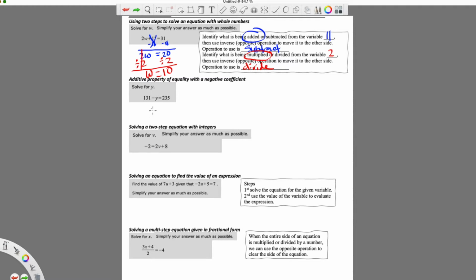So we're still going to do those kind of same steps here. We're looking at what's being added or subtracted from the variable. So the variable is y, and this is where some students make a mistake and they say, oh, 131 is being subtracted.